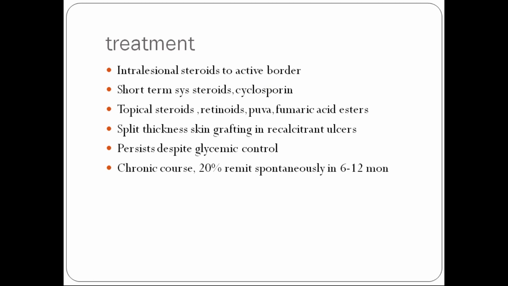Now, how do you treat it? Intralesional steroids to the active advancing border and short-term systemic steroids; cyclosporin is also helpful. Topical steroids, retinoids, psoralens and UVA, fumaric esters are also used. Split thickness skin grafting in recalcitrant ulcers is required. If this persists despite good glycemic control, it will persist. This disease is chronic, and 20% remit spontaneously over 6 months to 1 year.